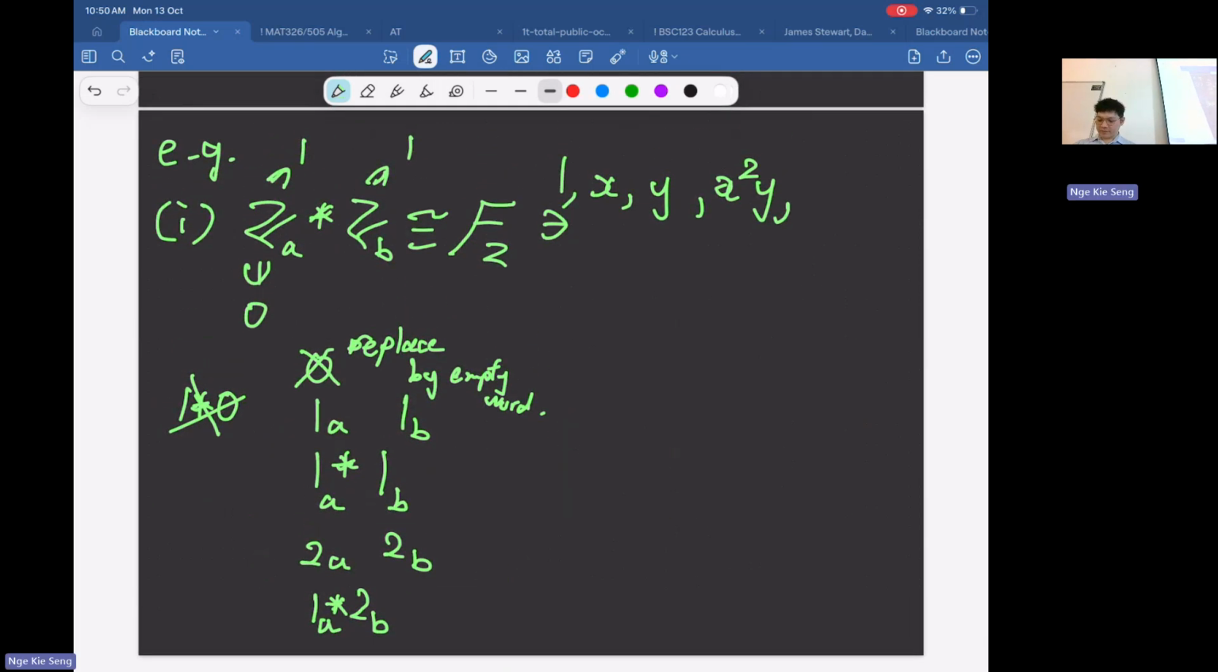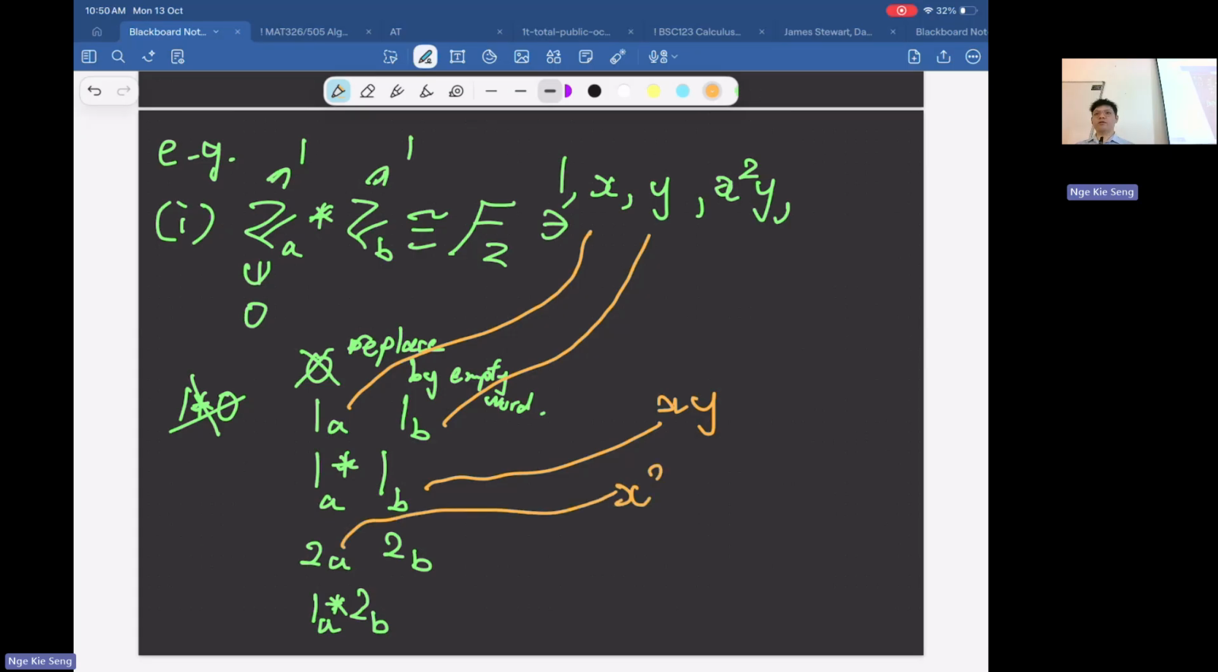So you can see this isomorphism, no? You send your 1 to 1, 1A to X, 1B to Y, and then this one should go to X1, and then 2A goes to X squared, and 2B goes to Y squared, and then this one maybe goes to XY squared, something like that. Match up.